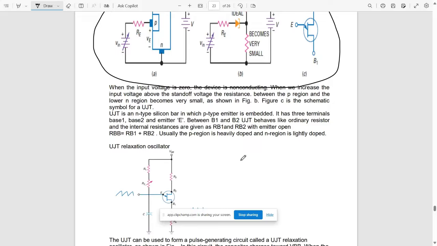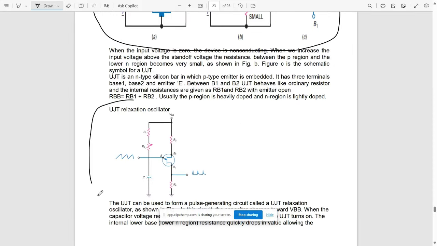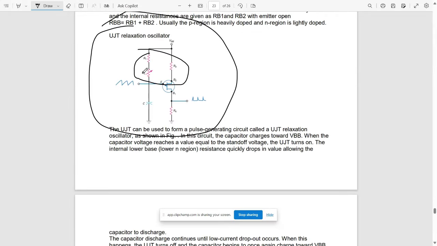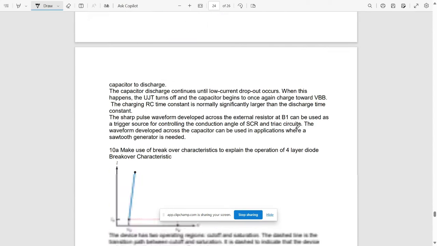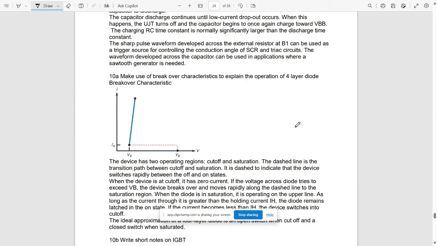yeah, then write the necessary explanation, and after that how it is used as a relaxation oscillator. Okay, for that we need to be adding a few resistances in series and also write the input waveforms. So this is a spike waveform here, and write all the necessary explanations. All points are not required.